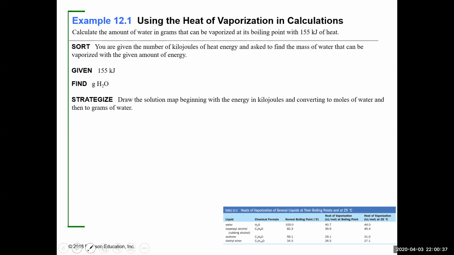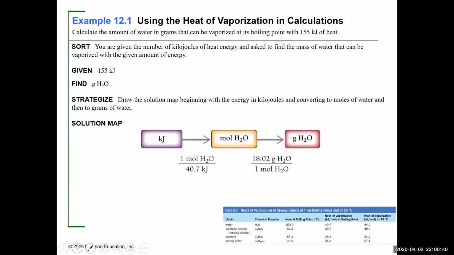So here, let's draw the solution map. We're starting off with our kilojoules of energy. Using the heat of vaporization, remember that the heat of vaporization has units of kilojoules per mole. So with that, we can cancel out our kilojoules and convert into moles of water. Then we're close to our answer, but our answer needs to be in grams of water. So to convert from moles to grams, we'll use the molar mass.